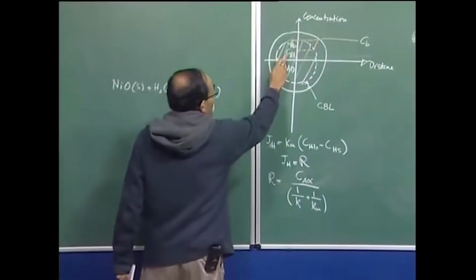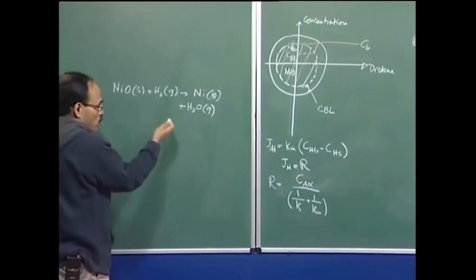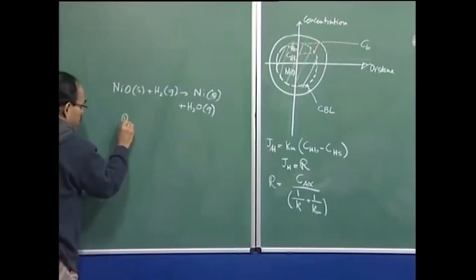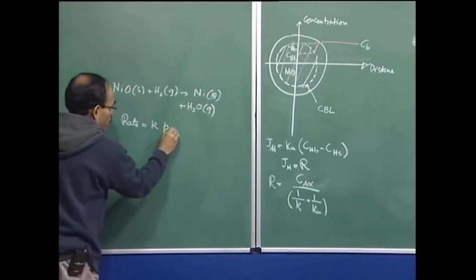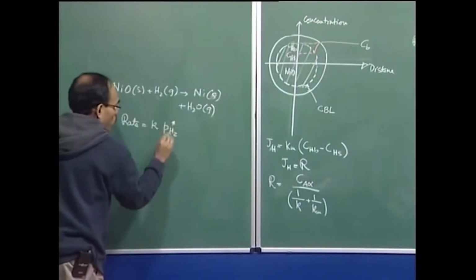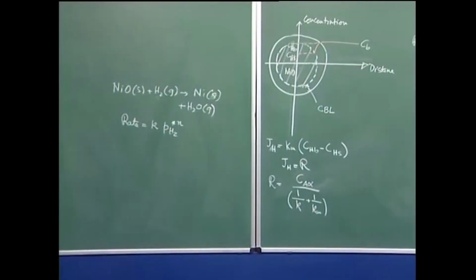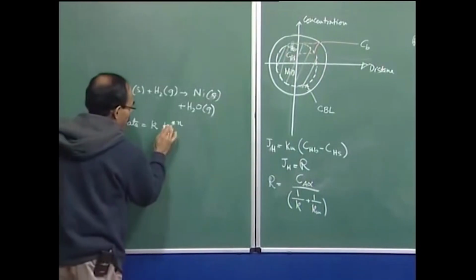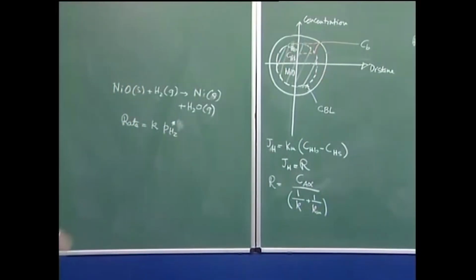So, this C_H,S is actually the partial pressure of hydrogen at the surface, which I would write as: the rate is equal to the rate constant k into pH2. And I can say, if I assume that the rate is first order with respect to hydrogen, in that case n does not matter. So, this is an assumption, as I said.